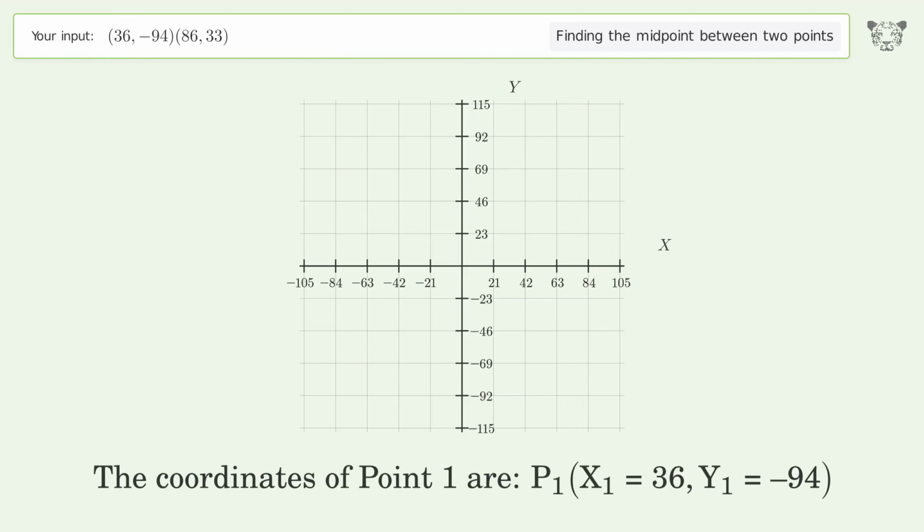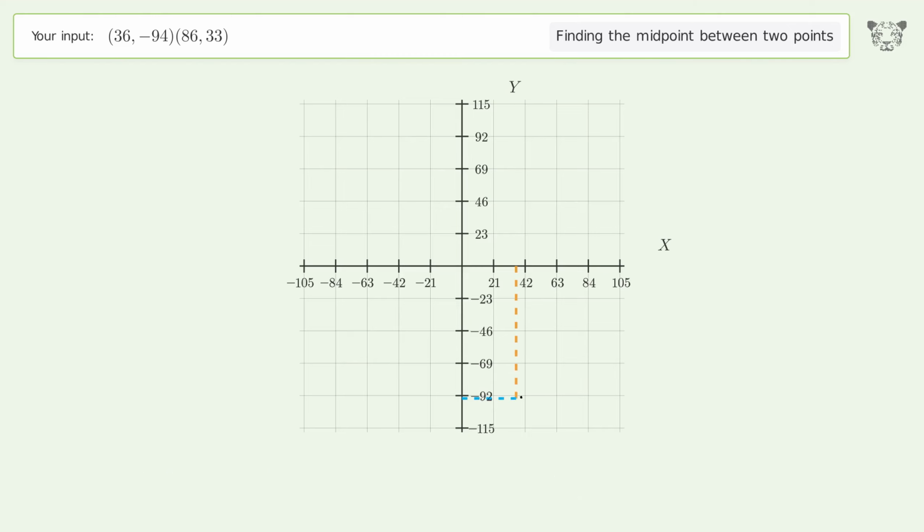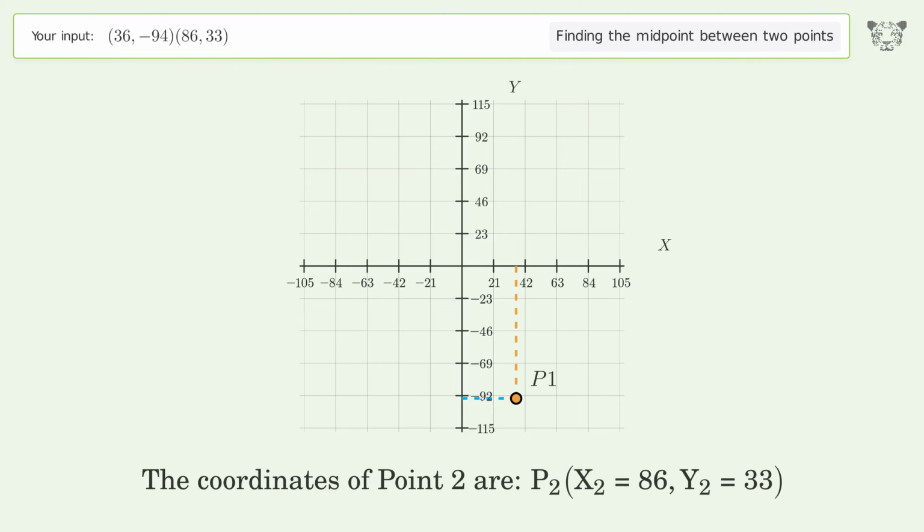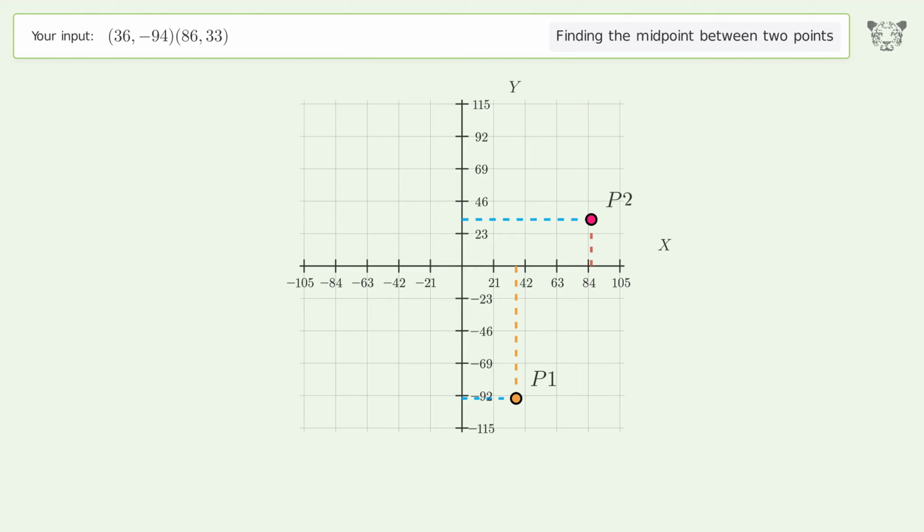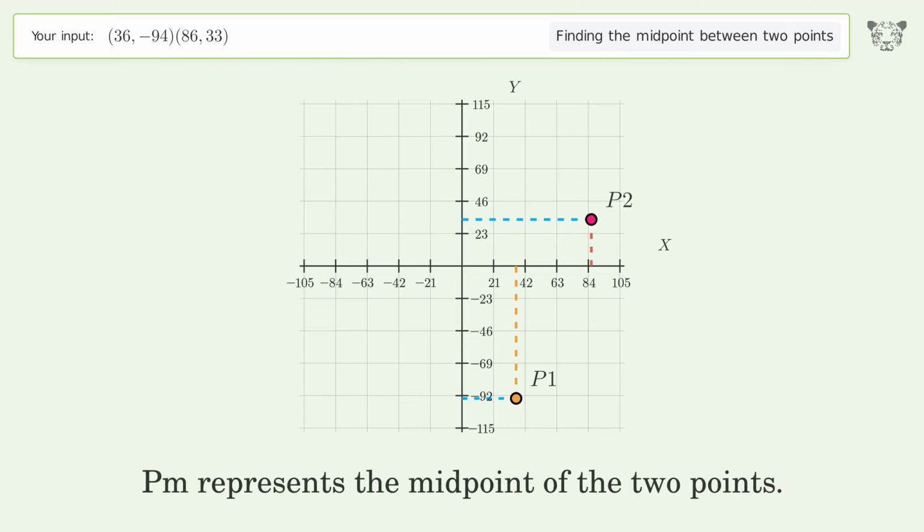The coordinates of point 1 are x1 equals 36, y1 equals negative 94. The coordinates of point 2 are x2 equals 86, y2 equals 33. PM represents the midpoint of the 2 points.